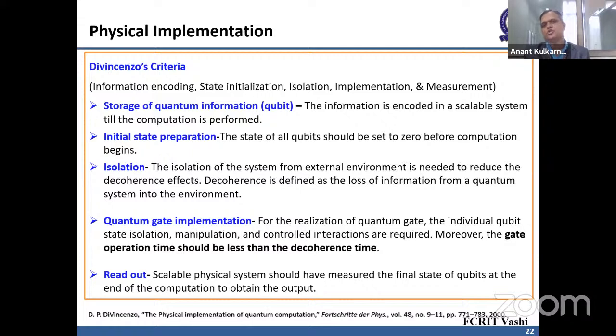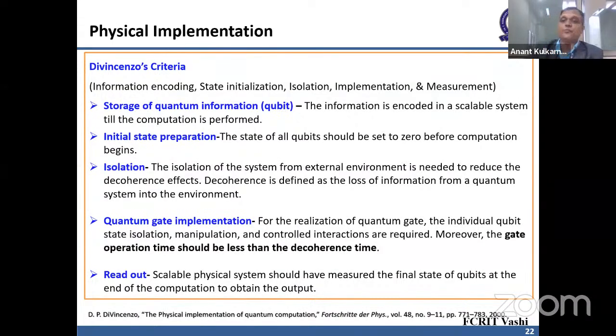The first is storage of quantum information. The hardware should be scalable in such a way that the information is encoded in a scalable system till the computation is performed. This is the storage of quantum information, or qubit. The second criterion is initial state preparation. The hardware should have the ability to set the state of all qubits to 0 before computation begins. So this is called initial state preparation.